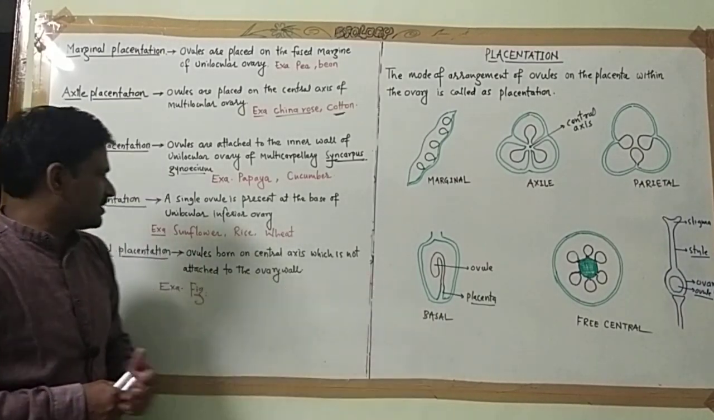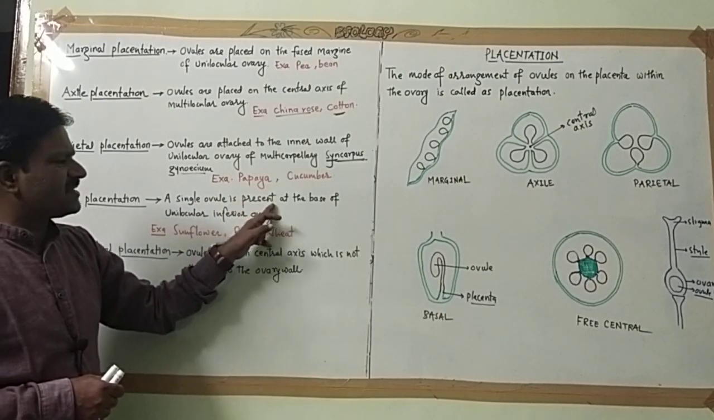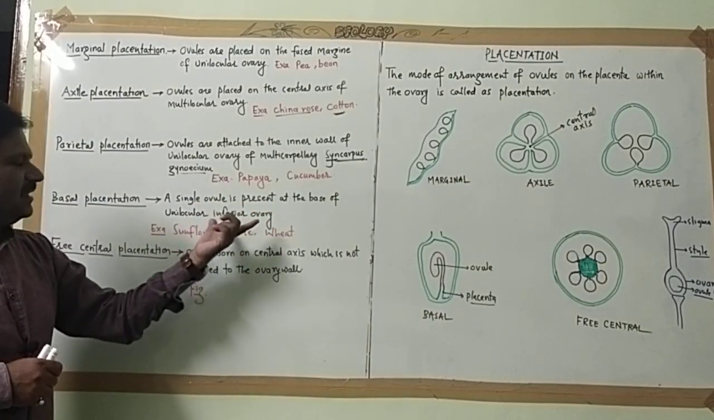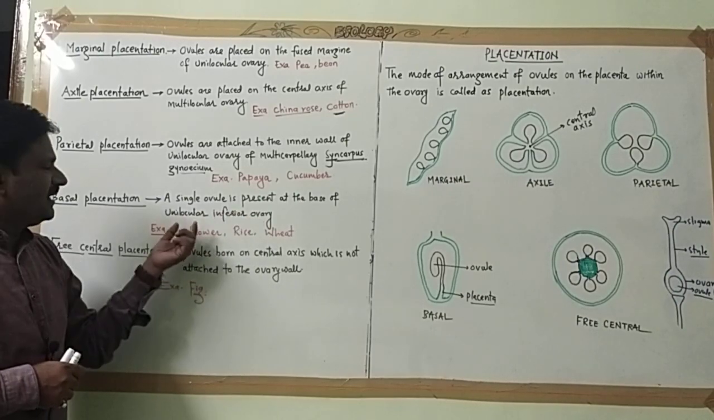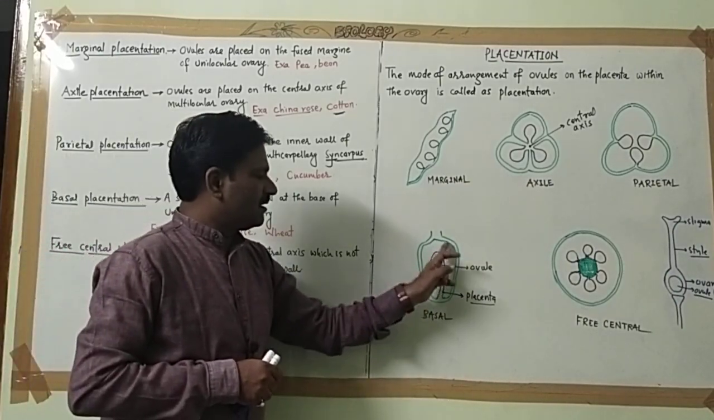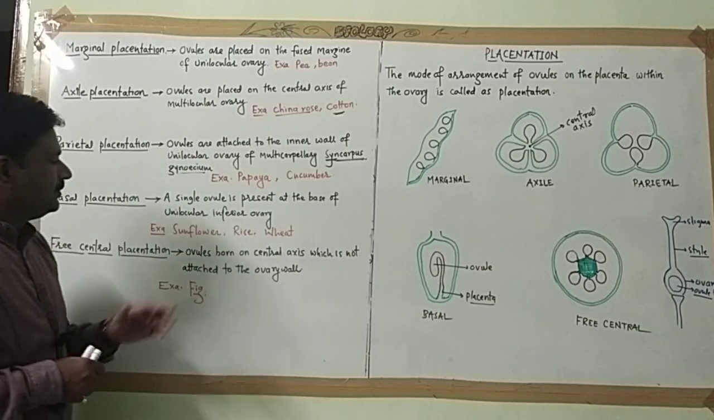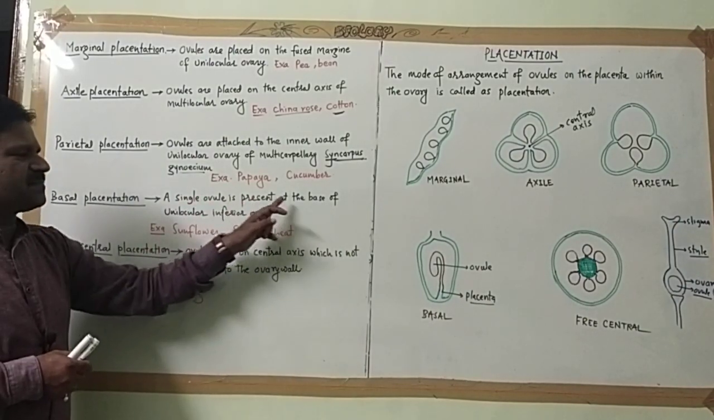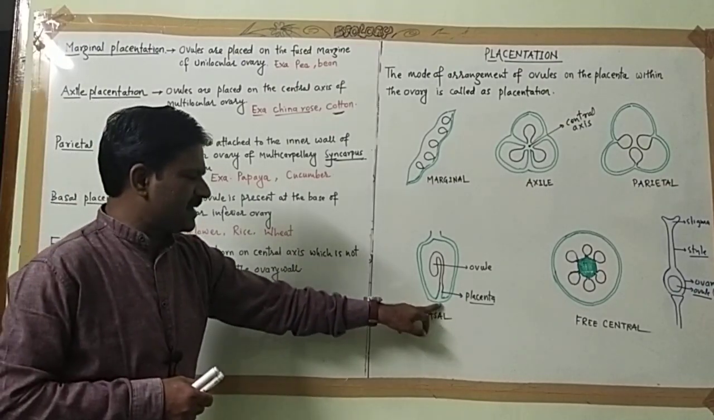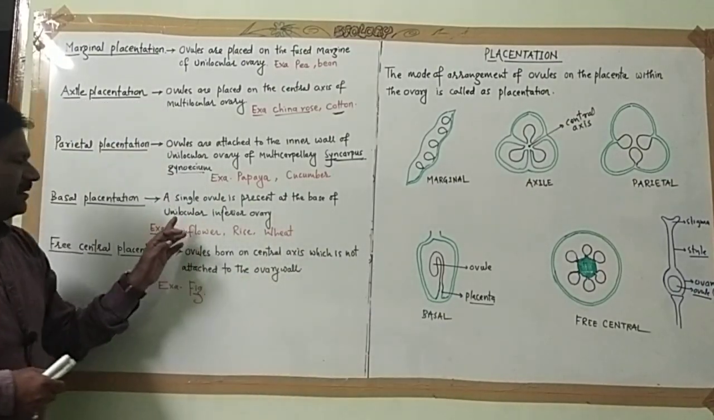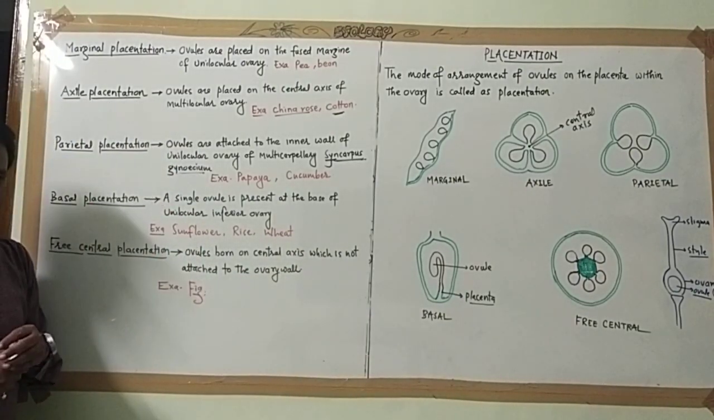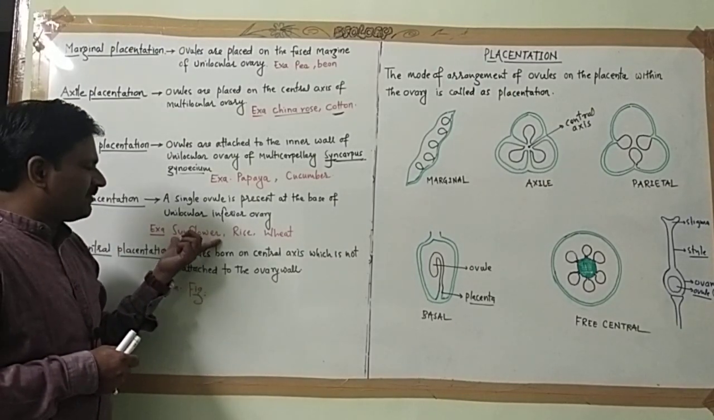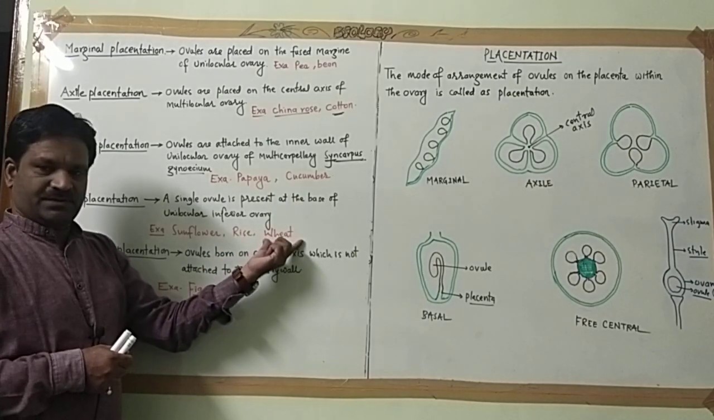Then basal placentation. In basal placentation, generally a single ovule is present at the base of the unilocular inferior ovary. This is also a unilocular ovary, and in the unilocular ovary there is a single ovule. Single ovule is present at the base. This is the base of the ovary.